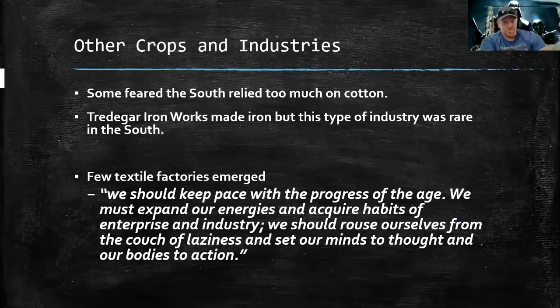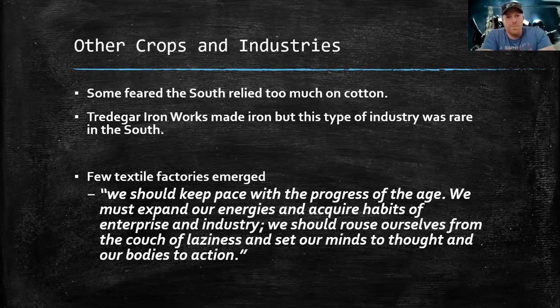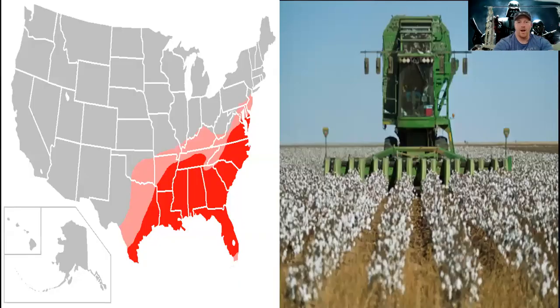All right, next up. A lot of people feared that the South depended too much on cotton, and they were right. So there were a couple of iron industries. Tredegar Iron Works is one of the most famous ones of the time, but they were rare in the South. And you have a quote there on the bottom that says, "We should keep pace with the progress of the age. We need to expand. We need new industries, okay? We need to do things other than cotton." All right, there's a map of where cotton was grown.